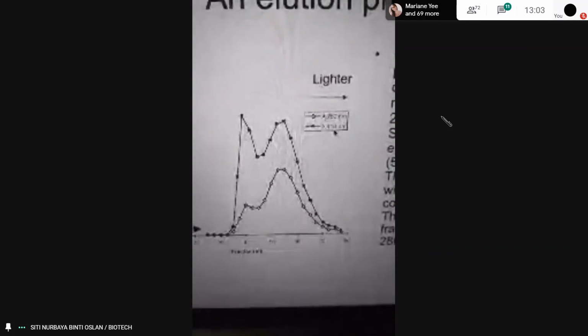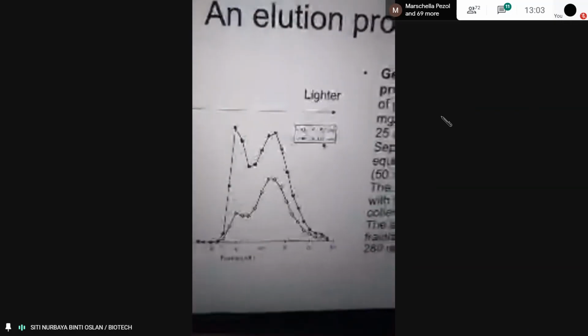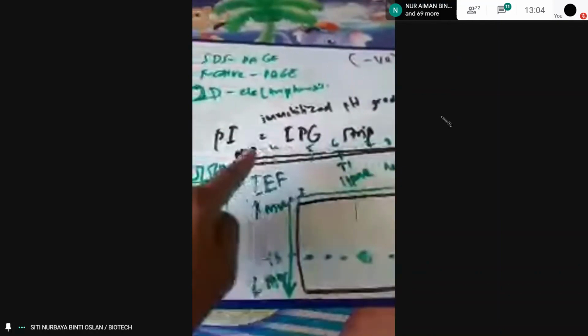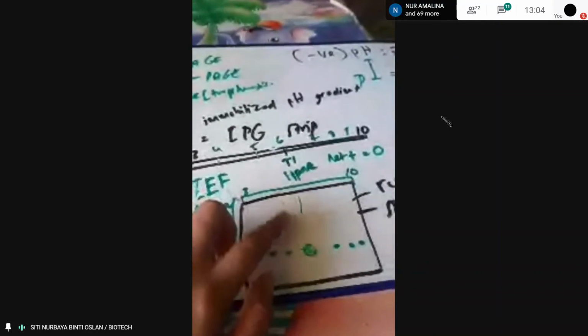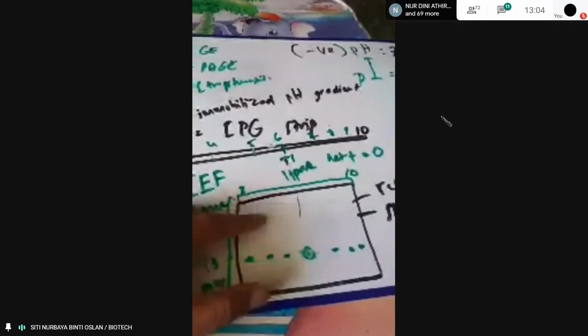Okay, in the experiment we have done, is it 2D? No, basically in the last experiment we only did 1D. We have done only this side, which is the second D, not the 2D. If you say 2D, it means you have run this IPG step, but you have not done this. That means you have only 1D. Okay, you did it last time with a 7 cm gel.